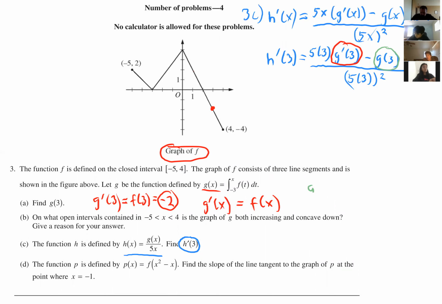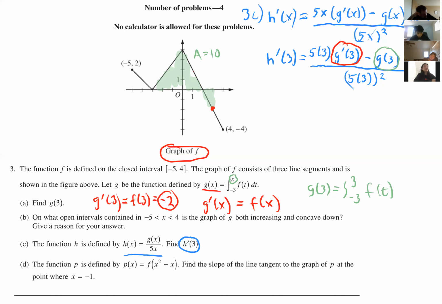g of 3 is going to equal the integral from -3 to x. So now I'm just plugging in 3 for x. That means using the graph of f, I'm going to find the area from -3 to 3. That's going to be this area here. So 2 triangles. This top triangle has an area, let's see, the base is 1, 2, 3, 4, 5, by 4. So half of 5 times 4, half of 20 is 10.